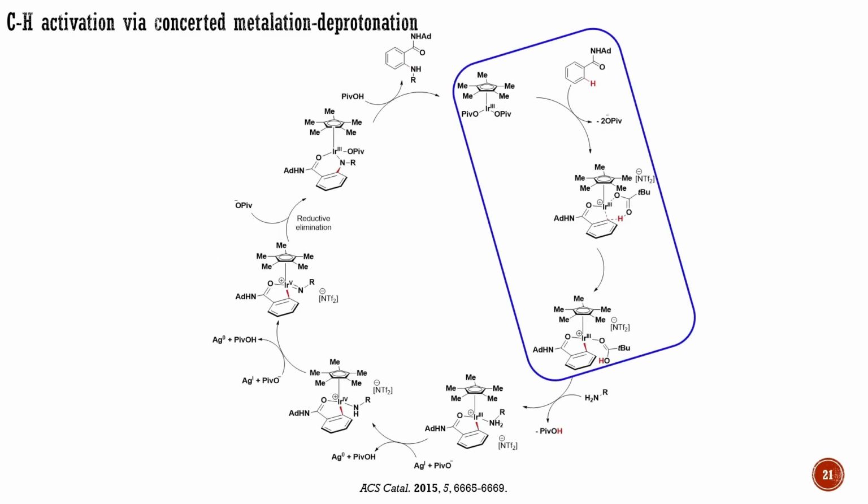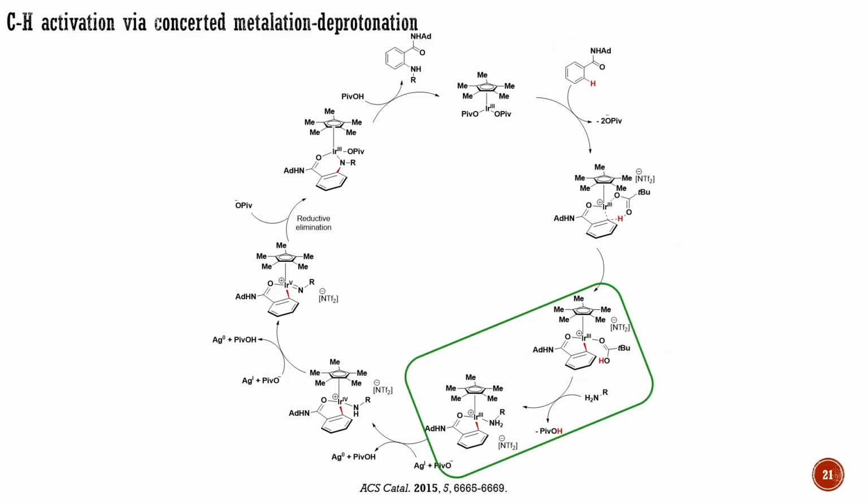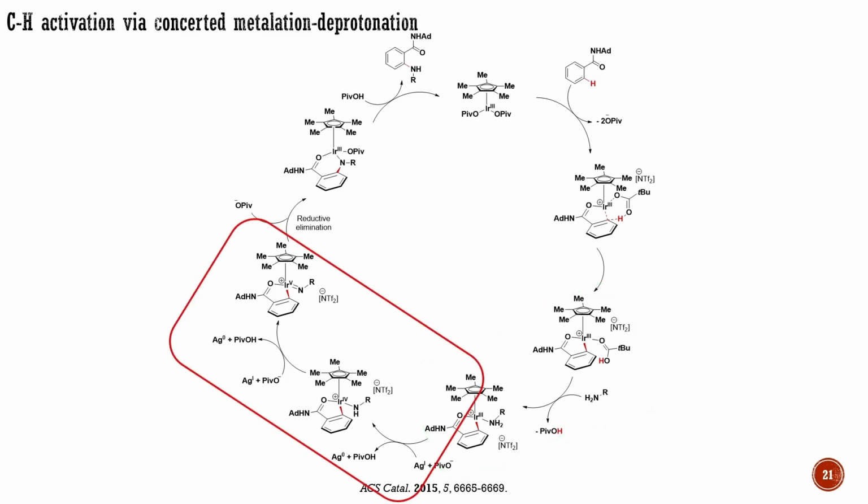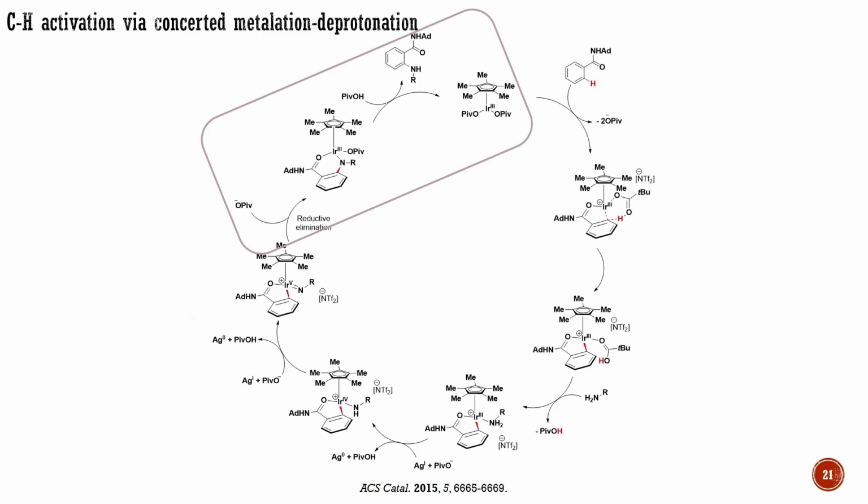The active form of the catalyst coordinates to the directing group and undergoes a concerted metalation-deprotonation sequence, forming the cyclometalated intermediate shown here. The formed intermediate undergoes a ligand substitution involving the amine, followed by the double oxidation of the system by silver, generating a nitrene complex of iridium-5, as shown here. This is followed by reductive elimination and protonolysis, leading to the product and the regeneration of the active catalyst.